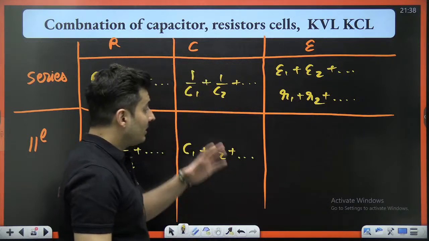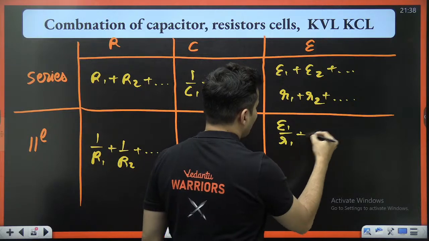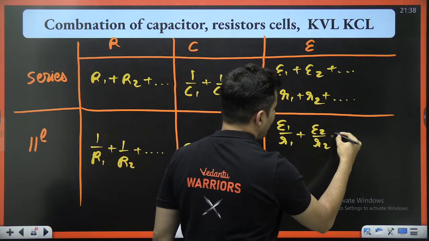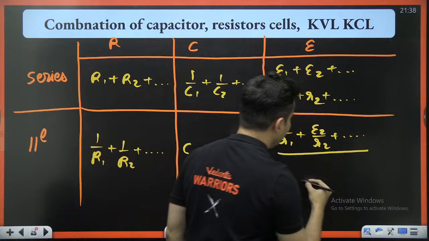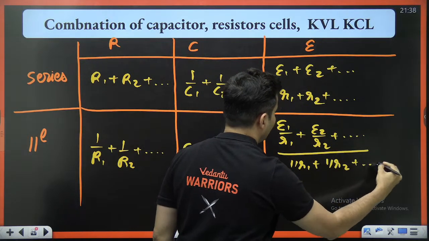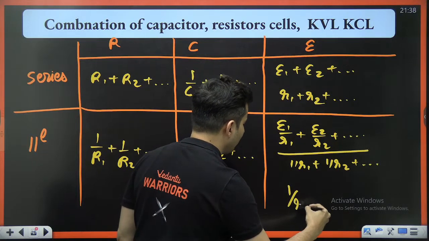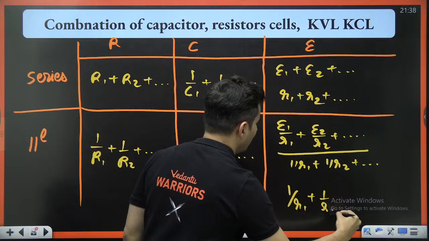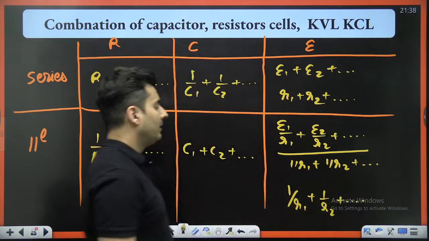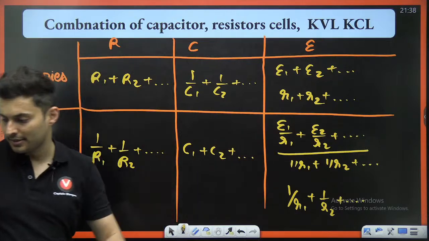Okay. But when it is in parallel, then it looks something like this. E1 by R1 plus E2 by R2. That is the equivalent EMF. Whole thing divided by 1 by R1 plus 1 by R2. You add it till the N resistors. Similarly, equivalent resistance is 1 by R1 plus 1 by R2 plus 1 by R3 till the last term. That's how you find the equivalent internal resistance.